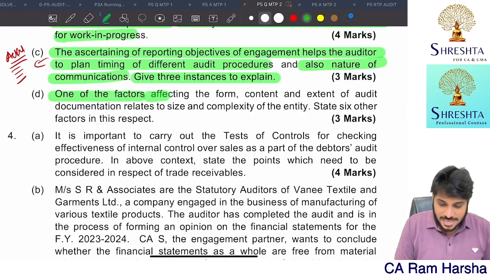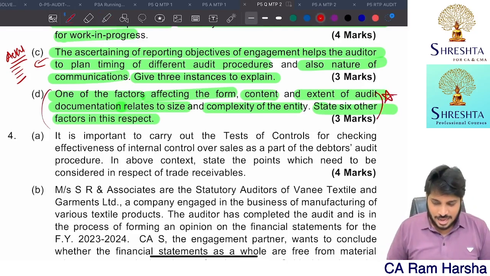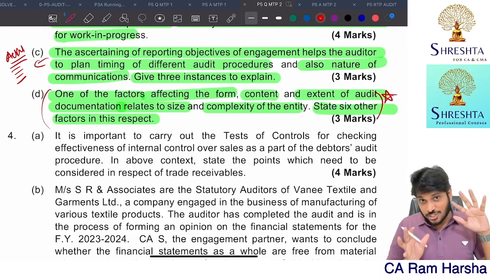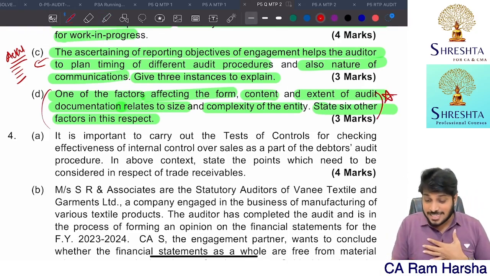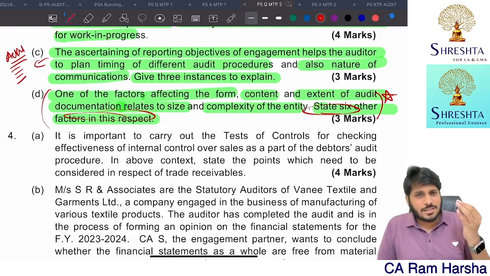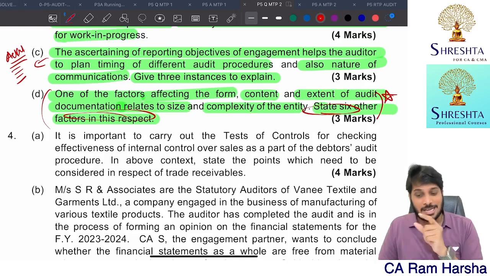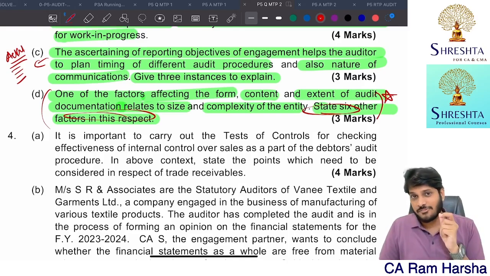One of the factors affecting the form, content, and extent of audit documentation relates to size and complexity of the entity. State 6 other factors in this regard. I say this is a tough question, not because it's actually tough, but because they're asking you to write the remaining 6 factors exactly. Unless you remember what are the factors that affect form and content of the documentation, inside that, the following are the factors they have given. Those are all factors you have to write. Any 3 or 4, no. They are asking all the 6. I think for every factor, it carries half a mark.